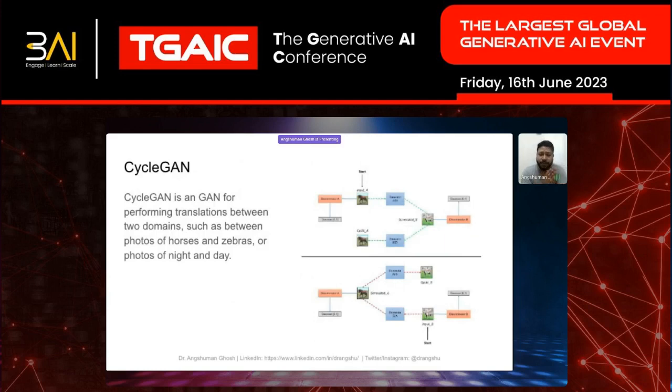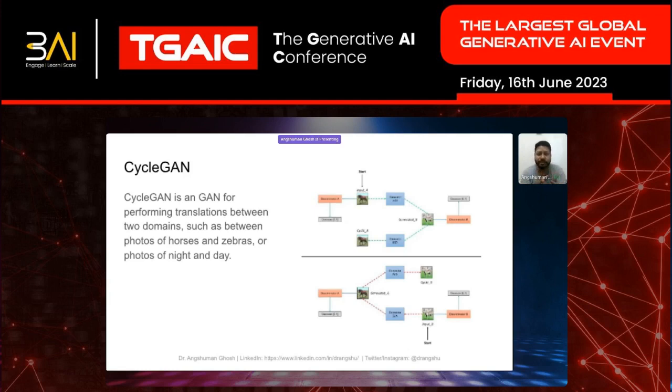Now we have understood GAN. We have understood the basic neural network architecture for GAN. We also saw an example of GAN. So now I will discuss two specific variations of GAN, which are also very interesting and can have very good practical applications. Those two variations of GAN are CycleGAN and StyleGAN. So let's start with CycleGAN.